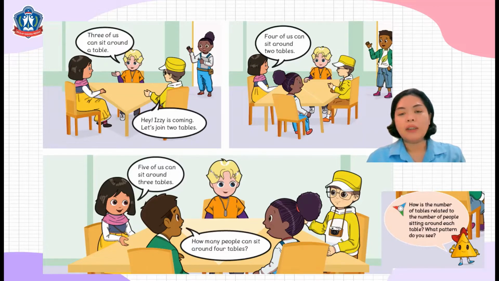So what have you observed on the pattern of the tables and the number of children? How are they related? That is what we call a number pattern, children. In this video, we will discuss more about different number patterns as we go on. Okay, so stay tuned, P6.